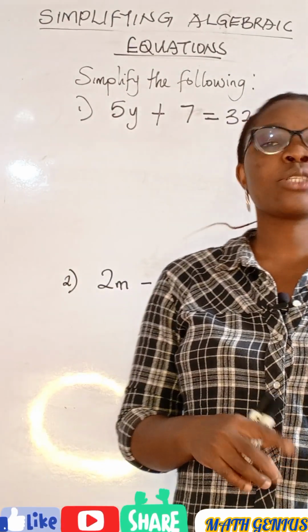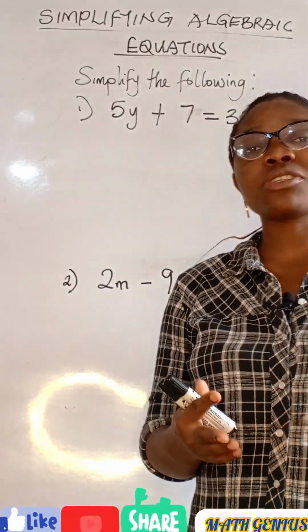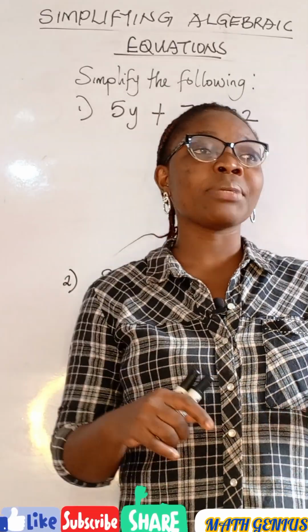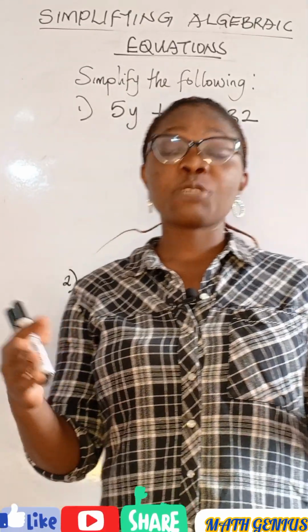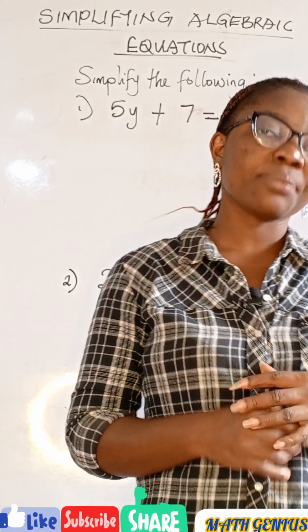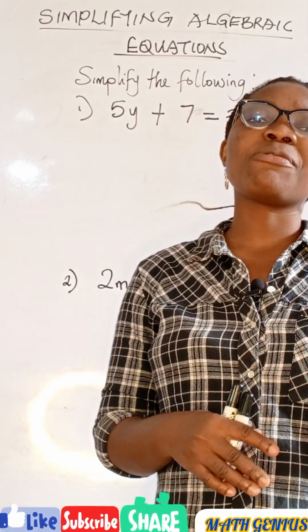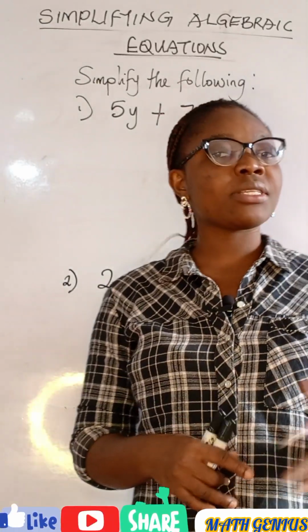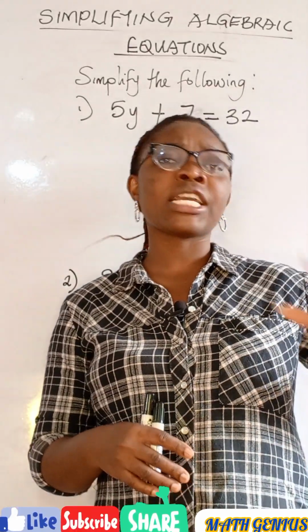The last class we talked about algebraic expressions, and we made it clear that these are expressions that consist of letters and numbers, and they can be in the form of a term, they can be in the form of an expression carrying an operation, either plus, minus, as the case may be. And then we went ahead to show you how to simplify algebraic expressions considering the like terms and unlike terms. So today we'll be moving further into algebraic equations.